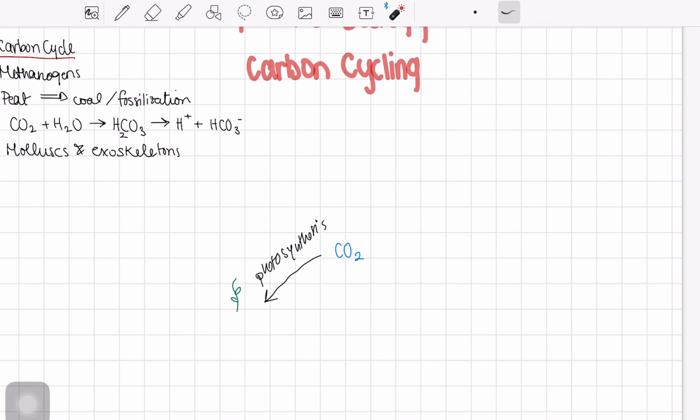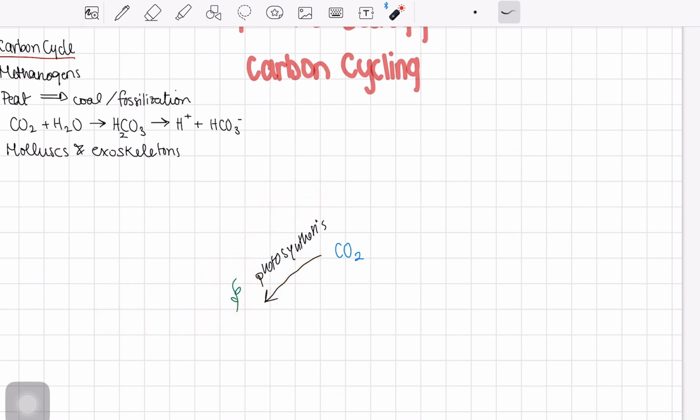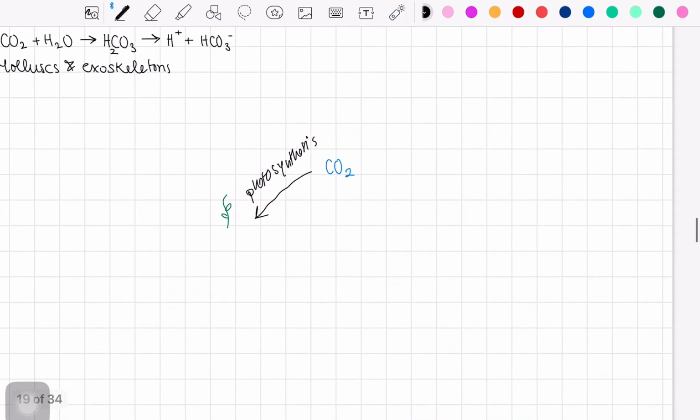This plant will become the sink of the carbon dioxide. So we call this process a flow of movement, and when the organism actually has the carbon, we call it a sink. So that's what's going on here. This plant takes the carbon dioxide and now it has carbon. It is a sink of carbon.